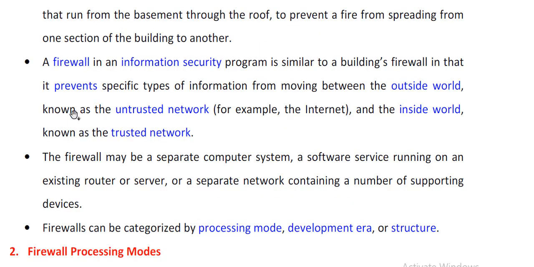Therefore, a firewall in computer science or information security is similar to a building's firewall in that it prevents the dangers in the outside world from coming to the inside world, because the outside world is uncontrollable, or we generally cannot control it from inside. So it is an untrusted network, and since we have a connection with it, we need to control what is coming to our network and what is going out from our network, which is a trusted network. So that communication has to be secured through a firewall that controls packets in and out.